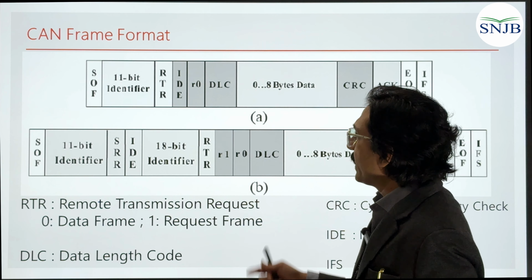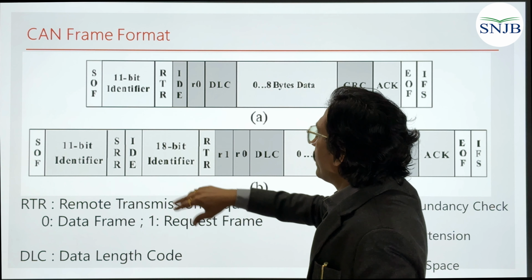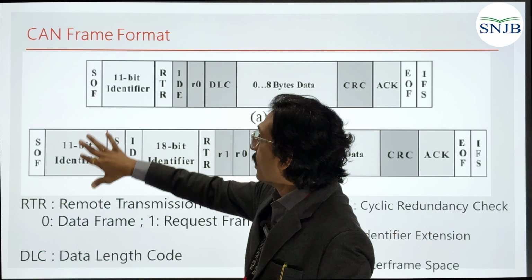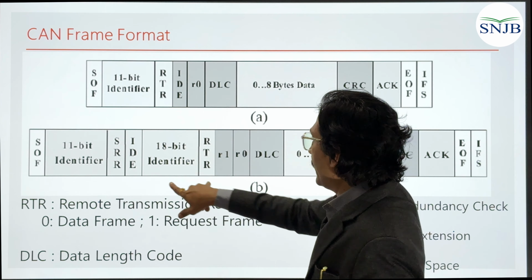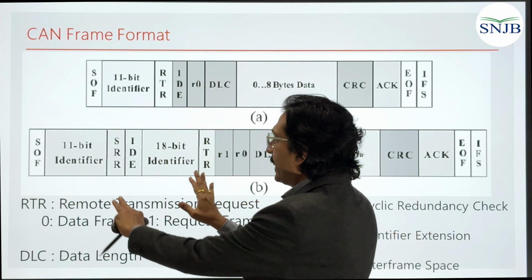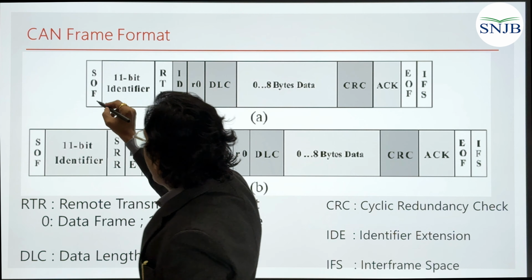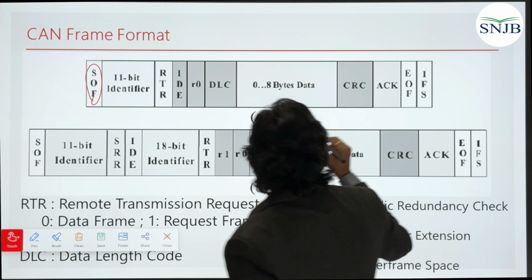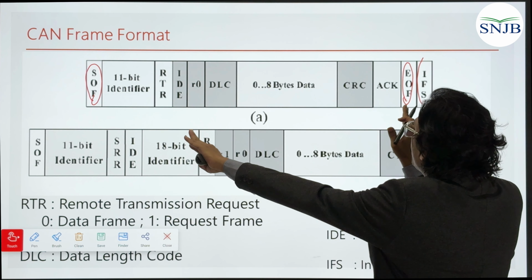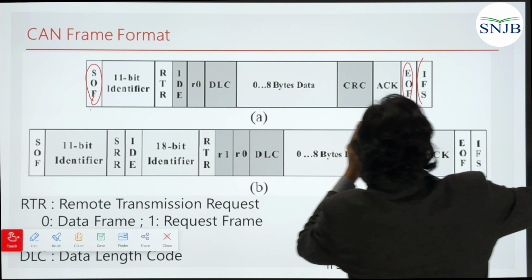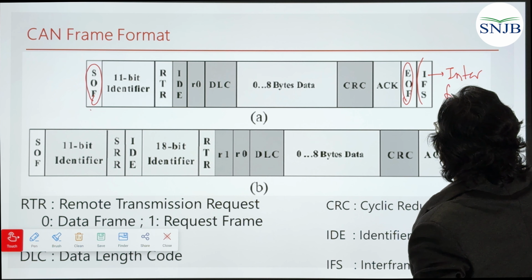Now coming back to the format, it has two types of frame format. One format is dedicated to the 11-bit identifier, and the second frame format is dedicated to the 29-bit identifier, where an 11-bit and an 18-bit identifier are distributed and collectively form 29 bits. As per this frame format, it has a start of frame and an end of frame, and in between, if such frames are repeated, then there is interframe spacing.